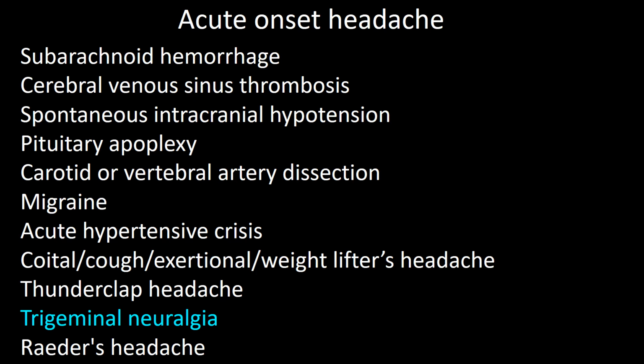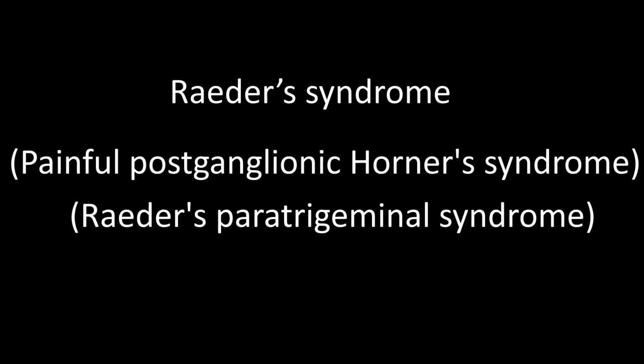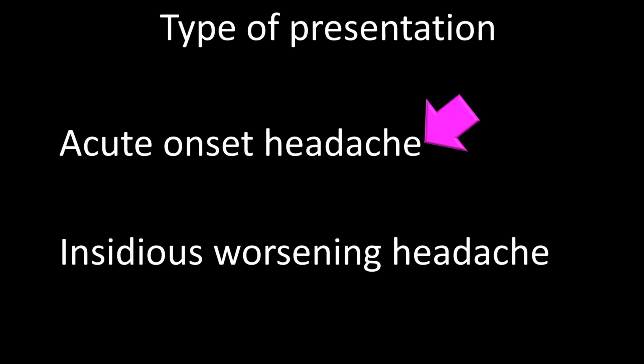Having talked about trigeminal neuralgia, I will briefly mention Raeder's headache. Raeder's headaches are also called painful postganglionic Horner syndrome or Raeder's paratrigeminal syndrome. This syndrome consists of constant severe headaches in the distribution of V1 with a postganglionic Horner syndrome. Imaging studies may show internal carotid artery abnormalities including dissection, or at times the studies are normal. This ends our discussion of acute onset headaches.